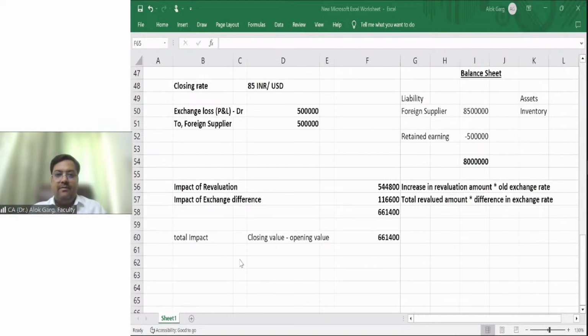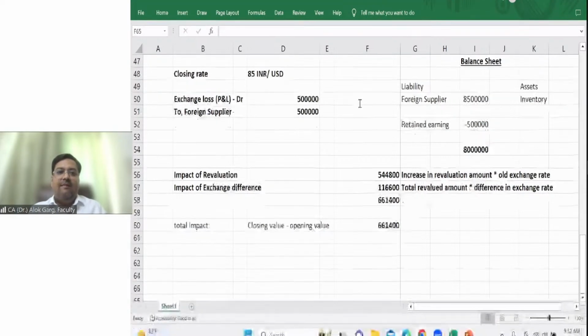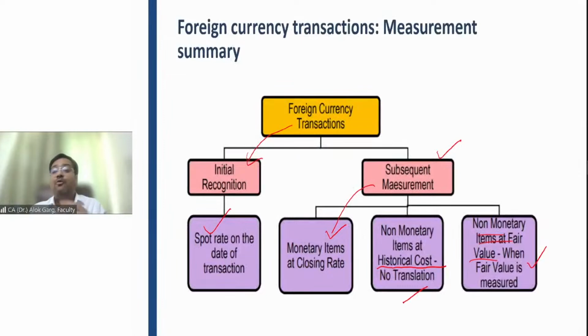Okay, great. So this case study will help you in understanding the concept of how to translate foreign currency transactions at the time of initial recognition and at the time of subsequent measurement. At the time of subsequent measurement, you need to look at whether it is a monetary item or a non-monetary item. If it is a monetary item, life is very simple. You have to translate at the closing rate. If it is a non-monetary item, life becomes simplest if it is at historical cost.